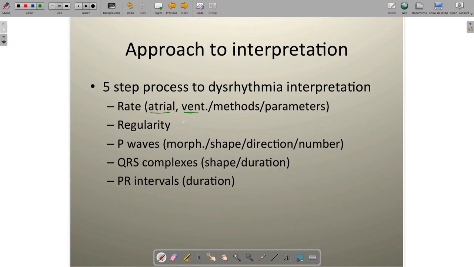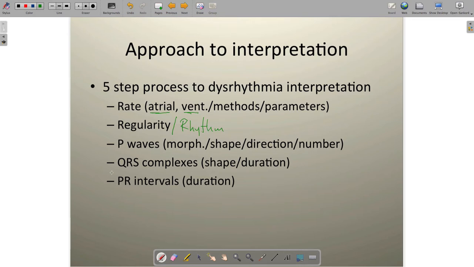Some people say rhythm. The issue with that is that the rhythm is what we're after in terms of the rhythm interpretation. We actually want to see if the underlying rhythm is regular. You can use them interchangeably so long as you don't get confused. So the rate, the regularity, we're going to look at the P waves, whether they're there, what shape they are, what direction they're deflected in, and how many per QRS complex.